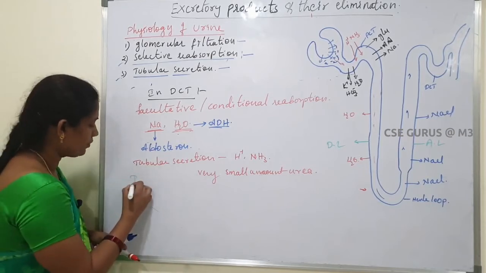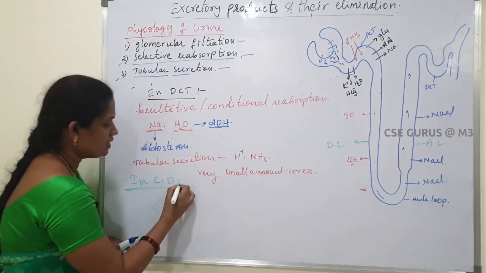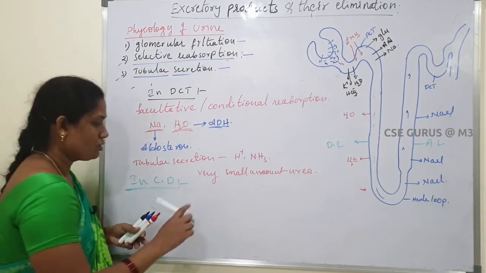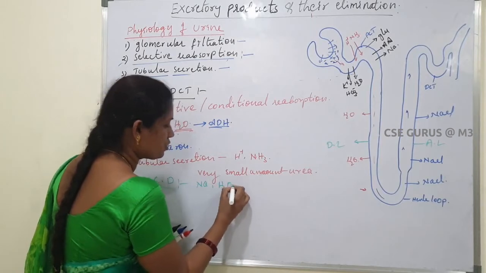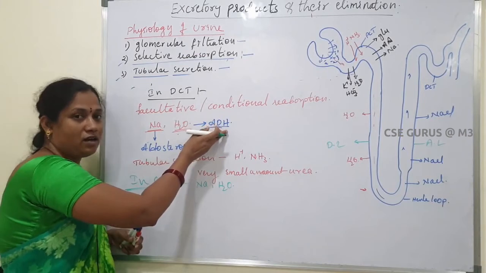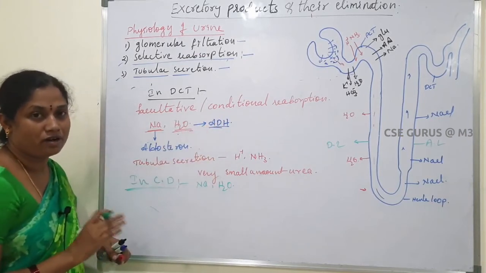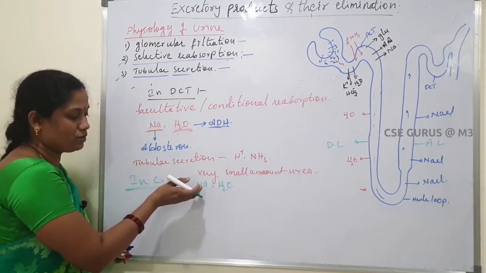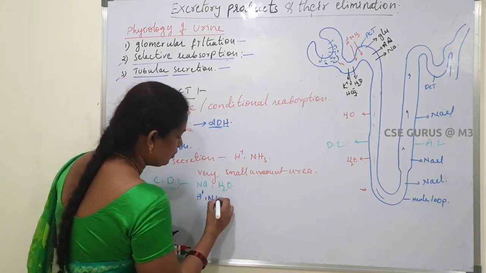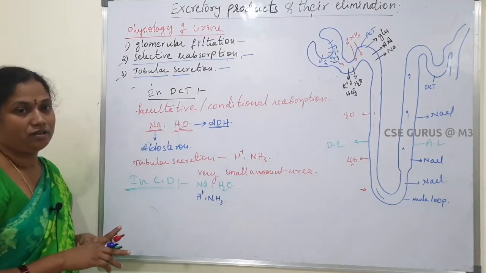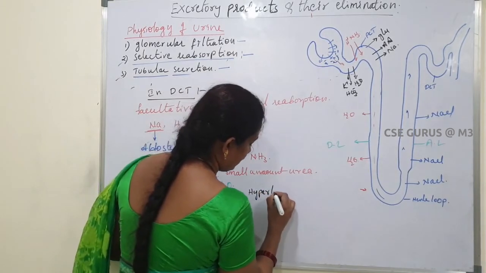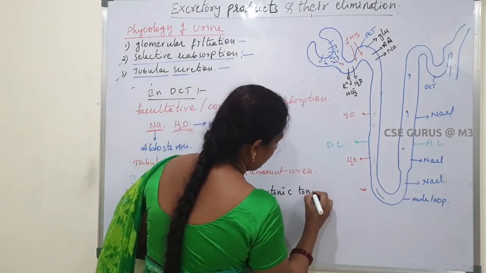Next, in the collecting duct, the same facultative conditional reabsorption takes place. Sodium and water reabsorption takes place here too, influenced by the hormones ADH and aldosterone. So sodium and water are reabsorbed. Next, H plus ions and ammonium ions are secreted into the filtrate. Finally, this produces hypertonic, meaning highly concentrated, urine.